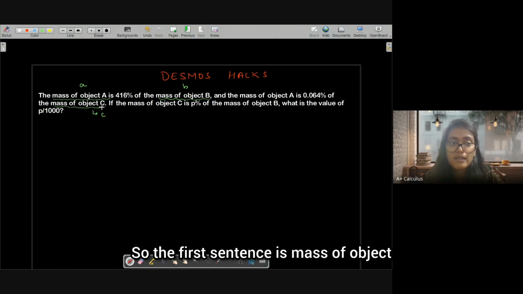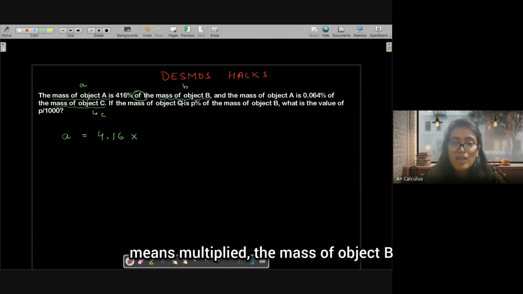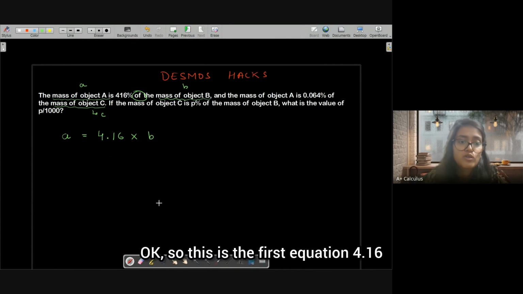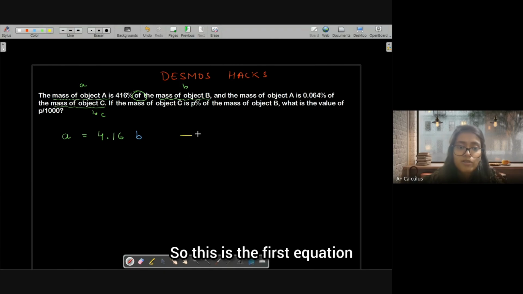So the first sentence is mass of object A. Okay, so A is equal to 416%. 416% means 4.16. Of means multiply, the mass of object B. Okay, so this is the first equation, 4.16 times B. So this is the first equation.